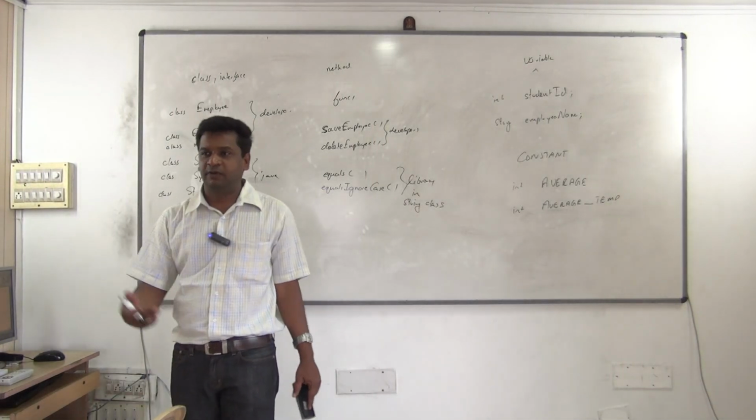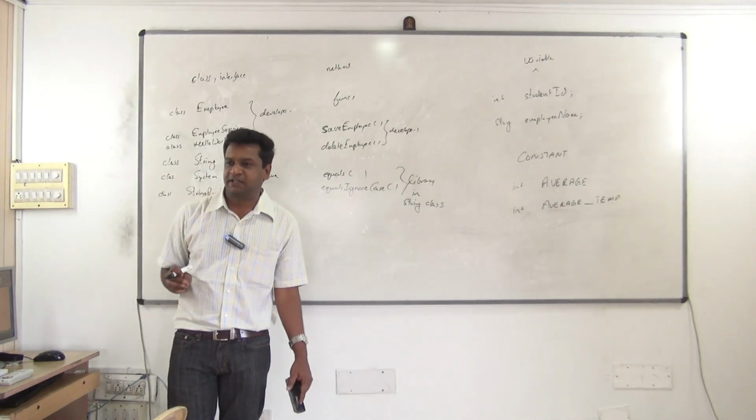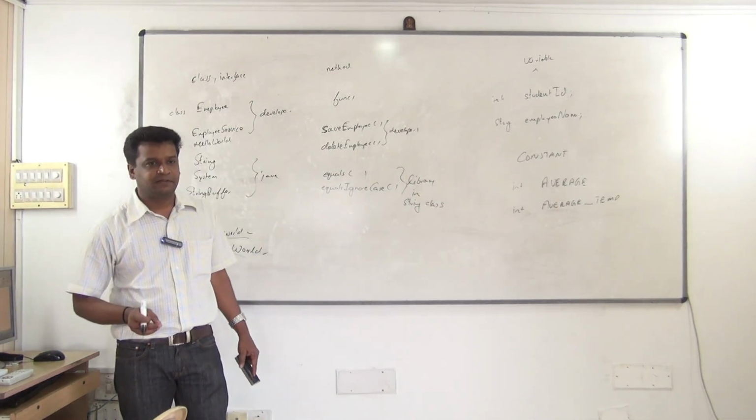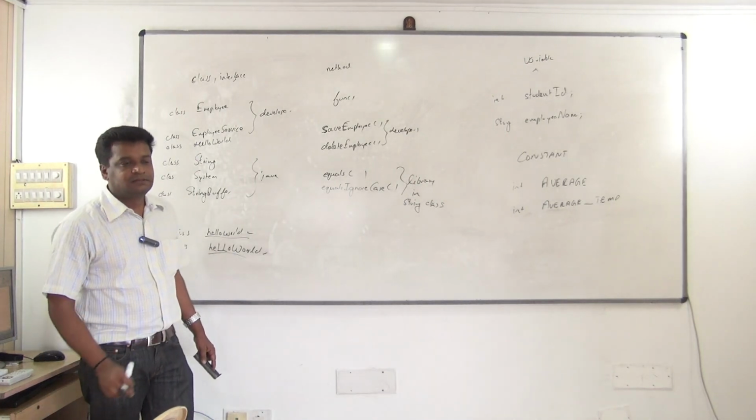Understood? So it will be easy for you later when I start writing code also, you'll understand what is a method name, what is a class name, what are variables. You'll start understanding. Are you clear with all this? Clear?